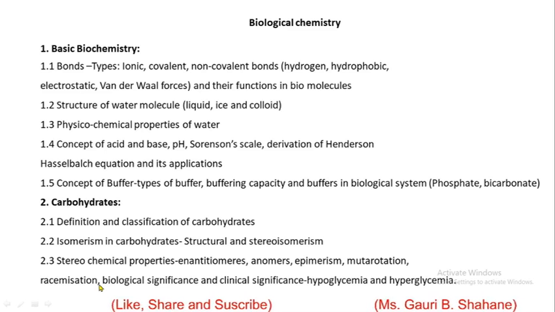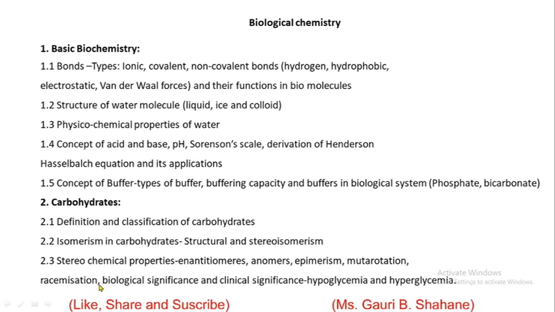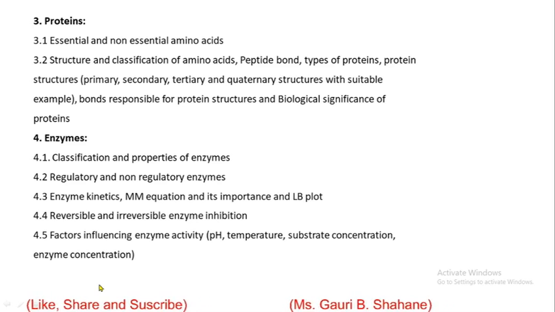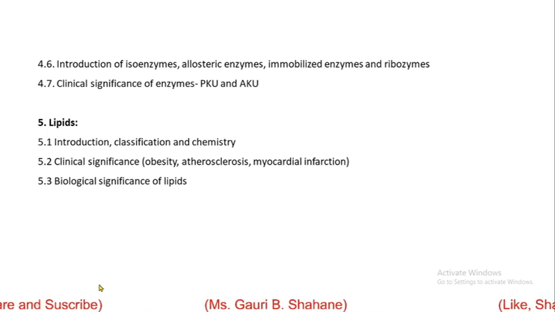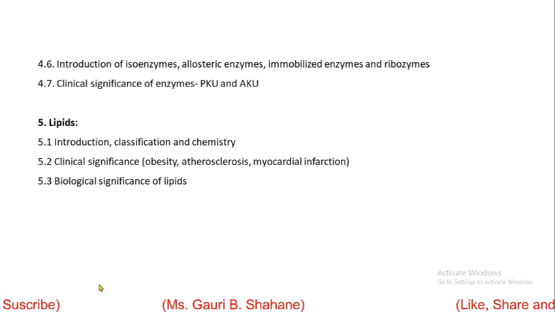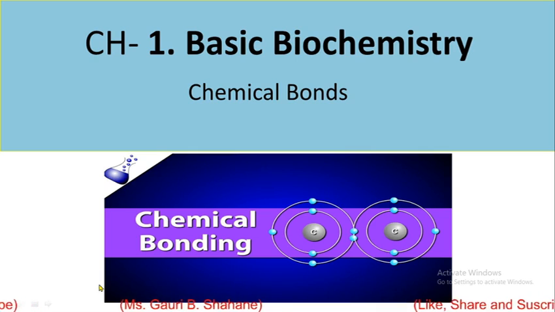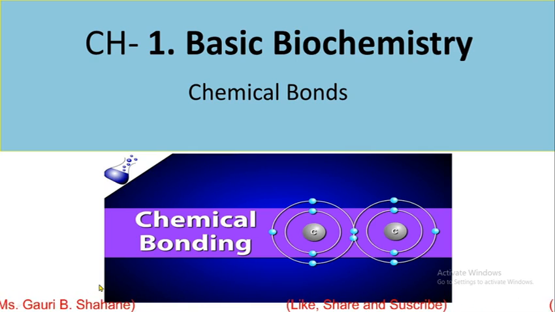I am just going to show slides for the detailed syllabus. You can capture the screenshot, or the syllabus will be easily available on the official website of Pune University. Okay, today we are going to discuss the chemical bonds and their types from chapter 1st, Basic Biochemistry.